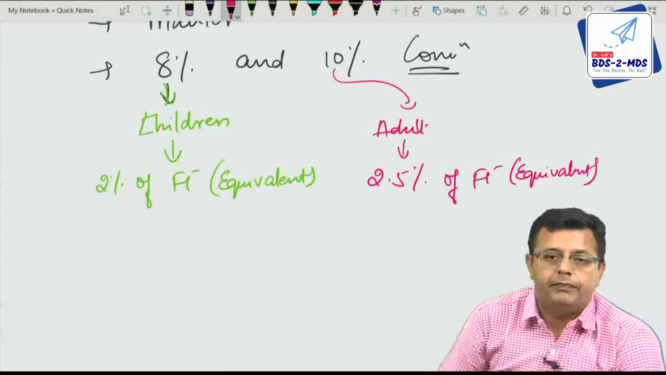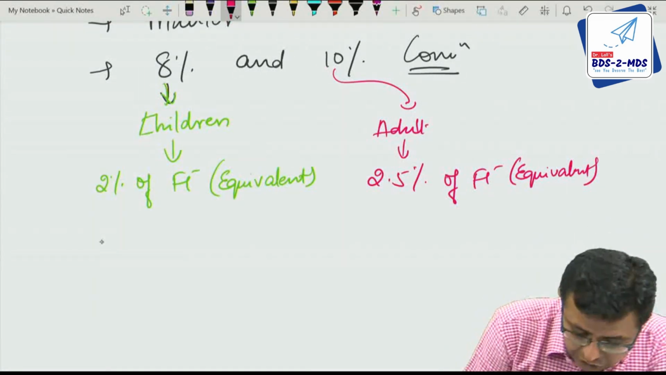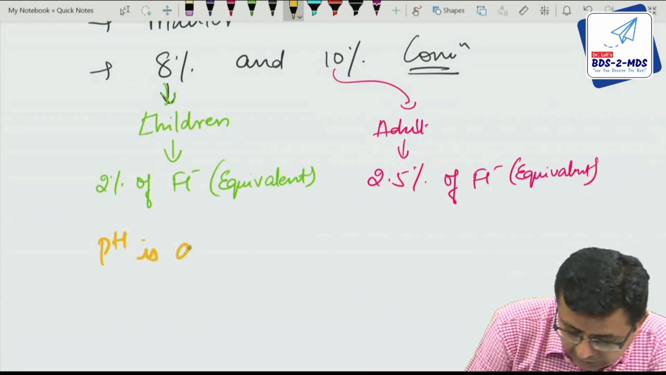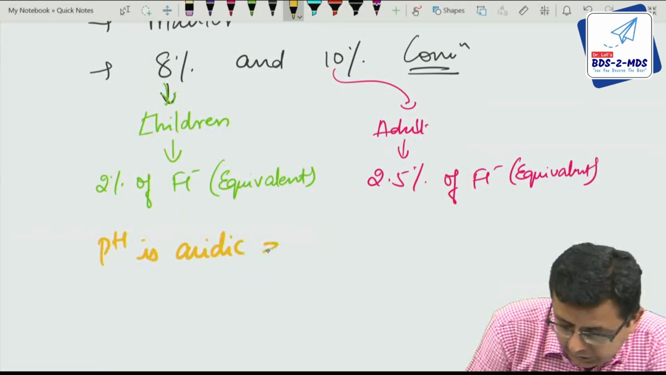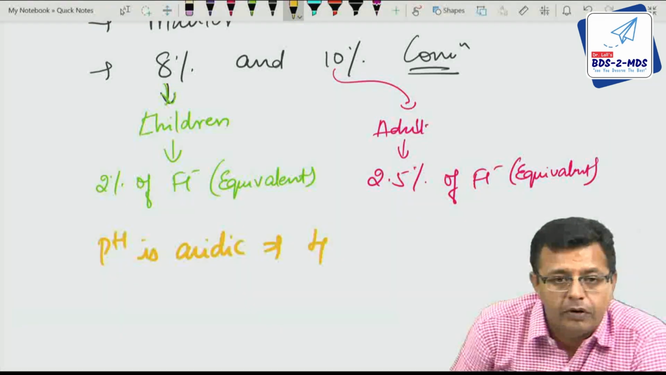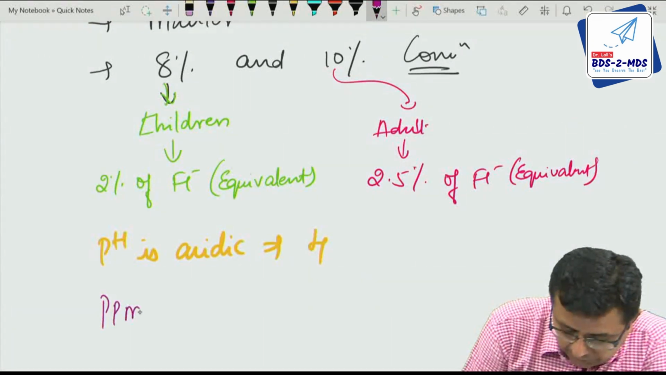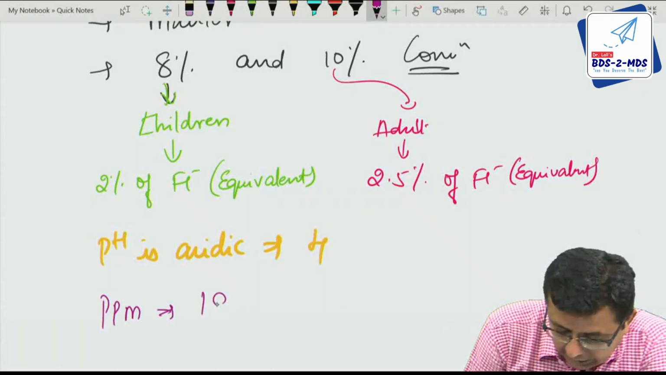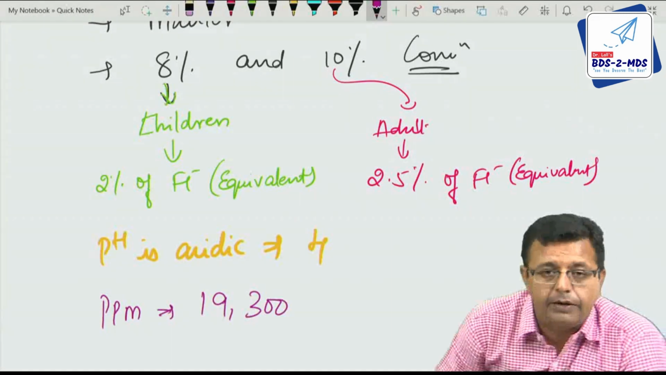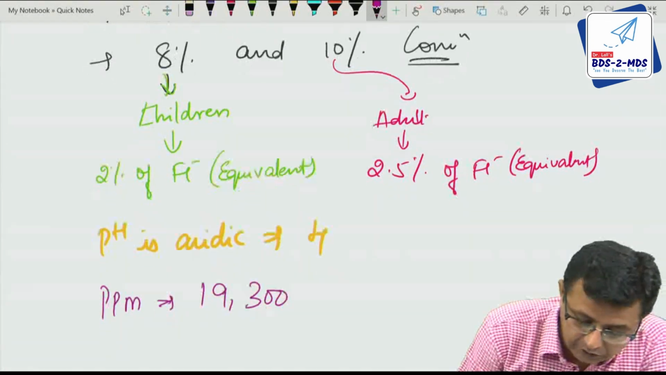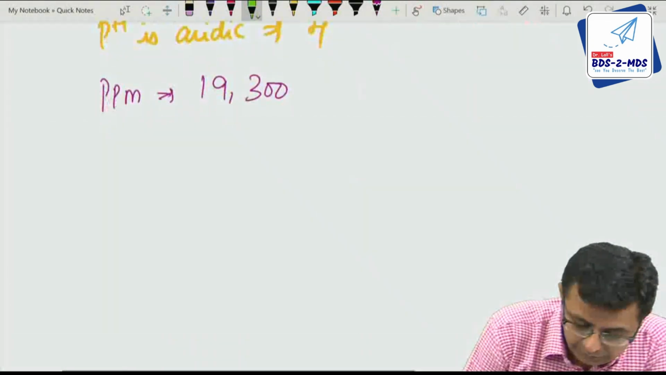The pH is acidic, somewhere around 4. The ppm is very high, 19,300. Next comes method of preparation.